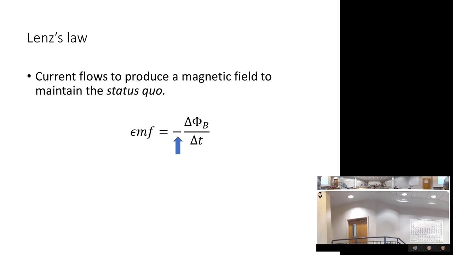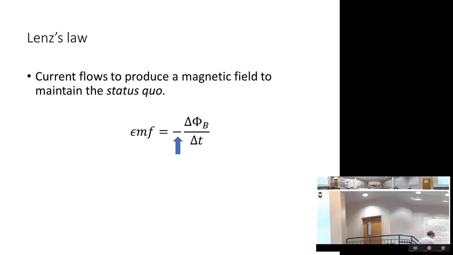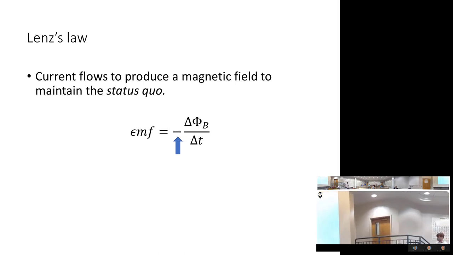Now within that, we have what's called Lenz's law, which deals specifically with this negative sign that does not want to appear. Let's try that again. There we go. Which deals specifically with that negative sign. And I put it up here verbally.